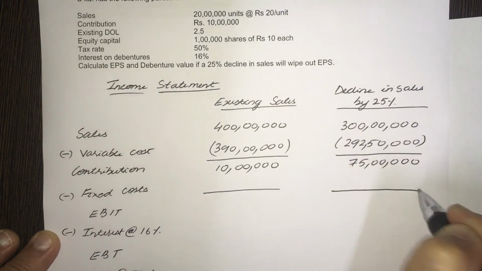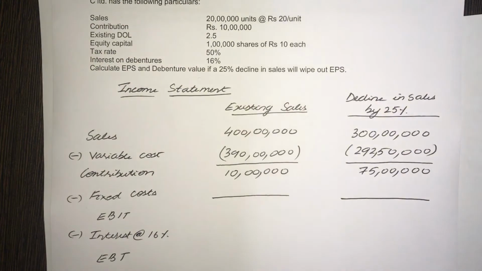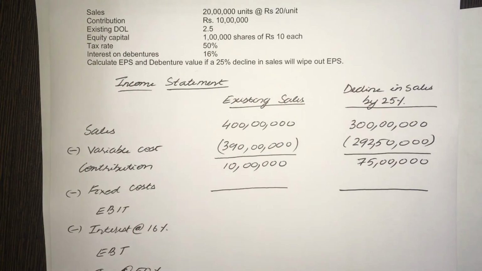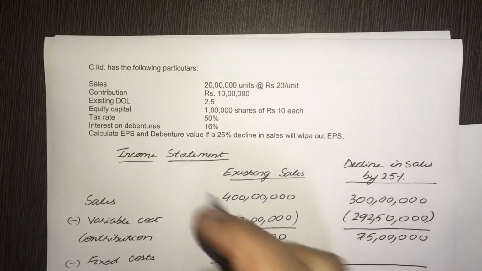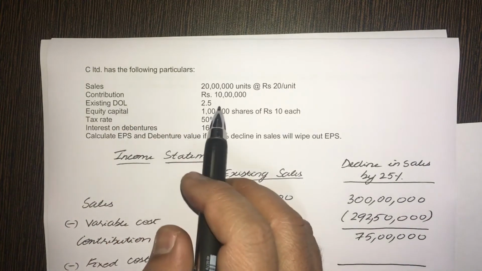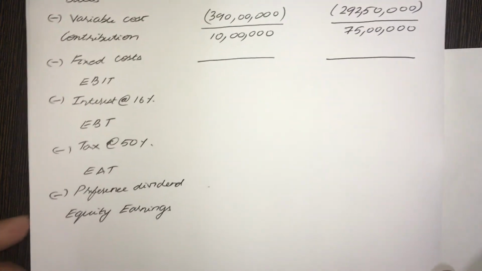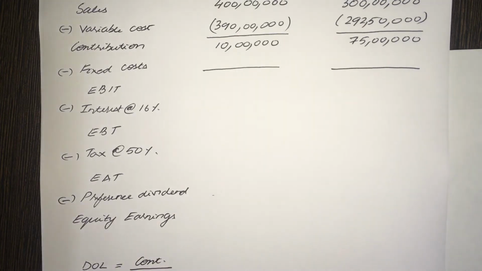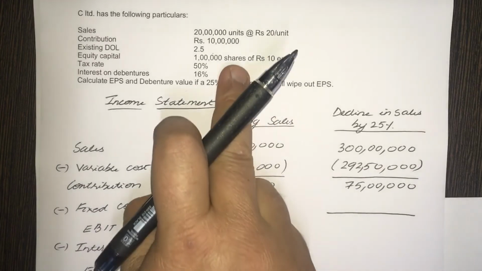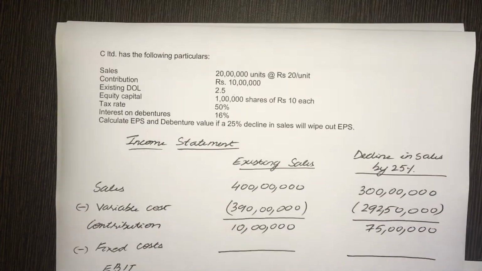We do not know what fixed cost is. We have to find out. Now, how will you find out fixed costs? We need to find out EBIT first. How will you find out EBIT? The clue is given. Where's the hint? Existing DOL is 2.5. Now, what is DOL? DOL is equal to contribution by EBIT. Do we know EBIT? We don't. Do we know contribution? Yes, 10 lakhs.